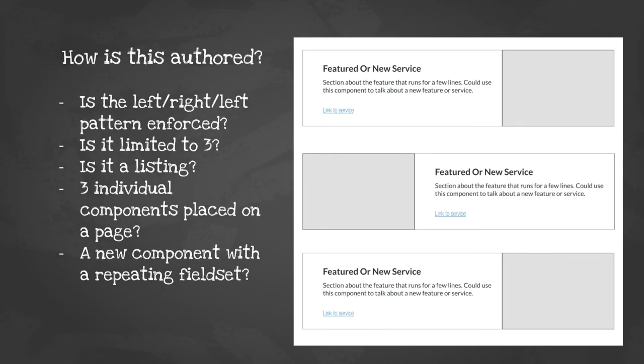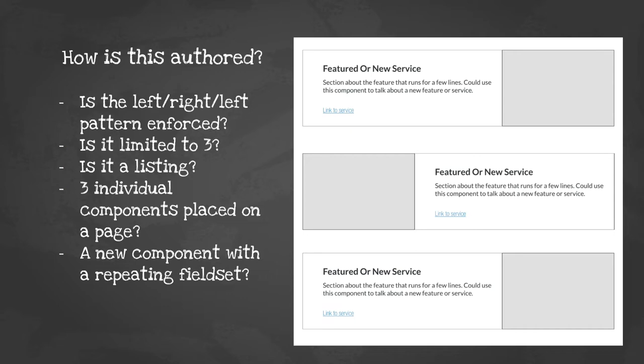And then you get into how do you actually use the component. So how is this authored, right? Is this a left-right-left pattern that's enforced? Is it limited to three in a row? Is it a listing? Is it three individual components placed on the page? Is it a new component with a repeating field set? And the answer is, there is no wrong answer. It depends on the site, it depends on the business, it depends on who you're building the site for, and really what the designs say.